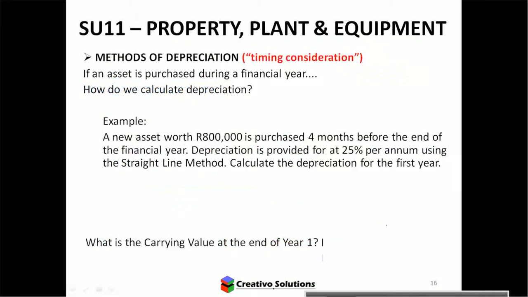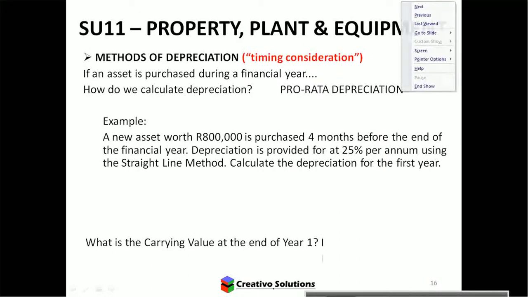Right. What happens if I don't have a full year? Can I still depreciate the asset for a full year? No, I can't. You need to work out the depreciation for that. Exactly, yeah. So that comes from your previous, also 1501, we did the same thing, right? Yes. Okay, we're going to do the same thing here. Pro rata depreciation. Okay, so if a new asset is worth 800,000 and it's purchased 4 months before the end of the financial year, how much depreciation are we going to have for the year?